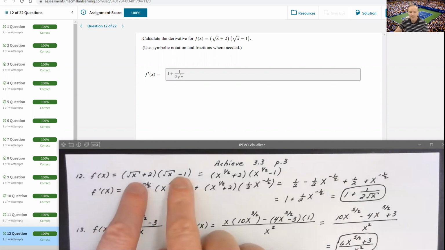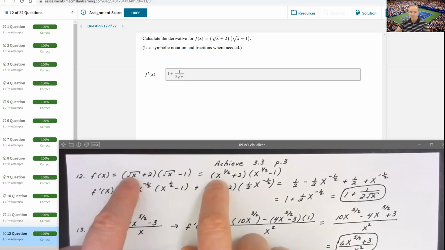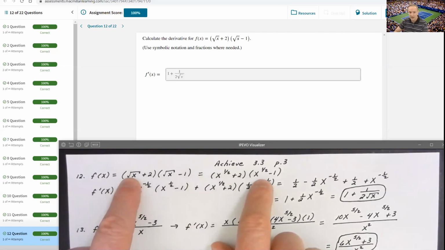I could have gone ahead and done the algebra first, distributed through, and then taken the derivative, which would have been easier. But the point of this section is to take the derivative using the product rule. So I went ahead and did it with the product rule, and that's going to require us to write as powers. The square root of x is just x to the 1/2 in each of these groups. So we have x to the 1/2 plus 2 times x to the 1/2 minus 1.